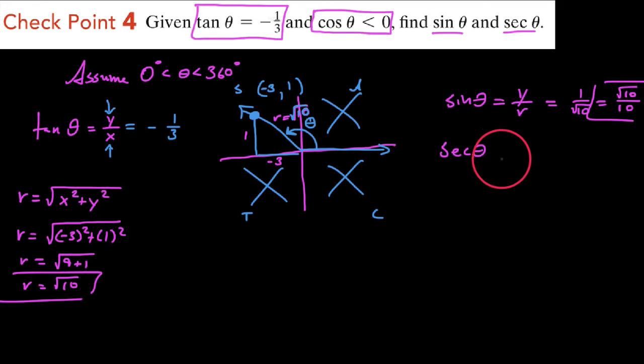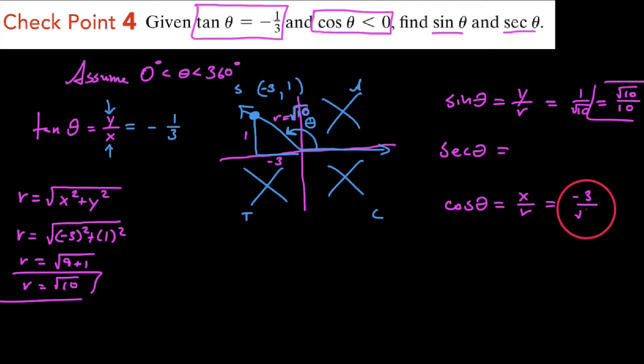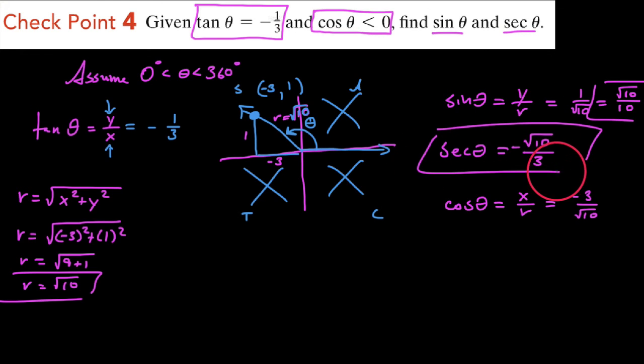Now looking for the secant value. The thing with the secant is, before I can tell you the secant, I'm going to want to know my cosine value, which is x over r. So our x value is negative 3, and our r value is the square root of 10. I should rationalize this, but for right now, since I know that I want to go find the secant, I'm just going to turn this over and make this the square root of 10 over 3, and I'll just put the negative out in front here. But this would be our secant value.